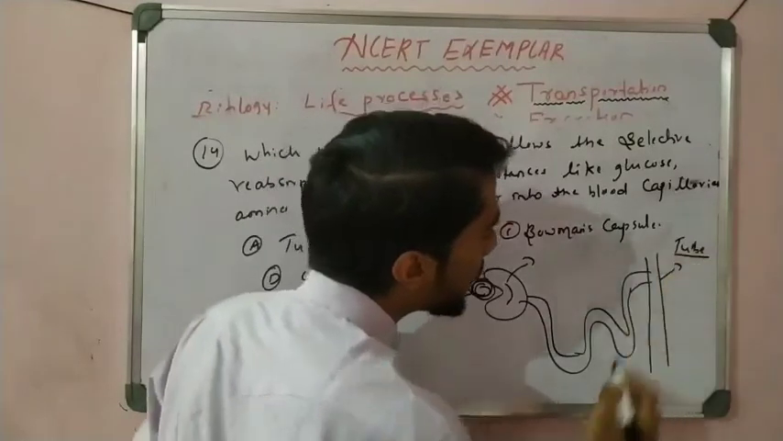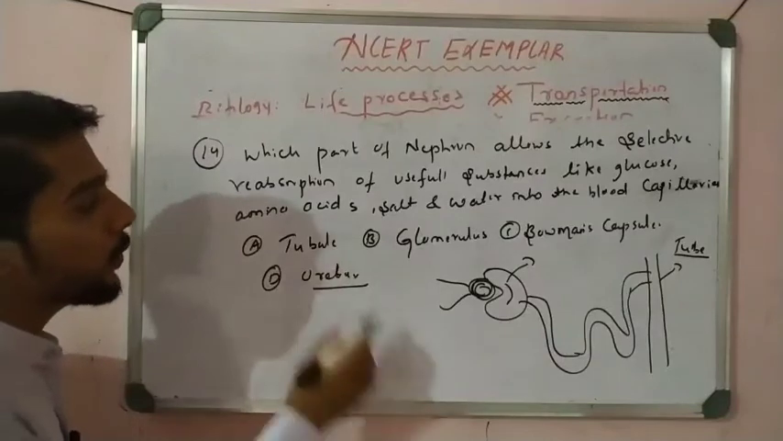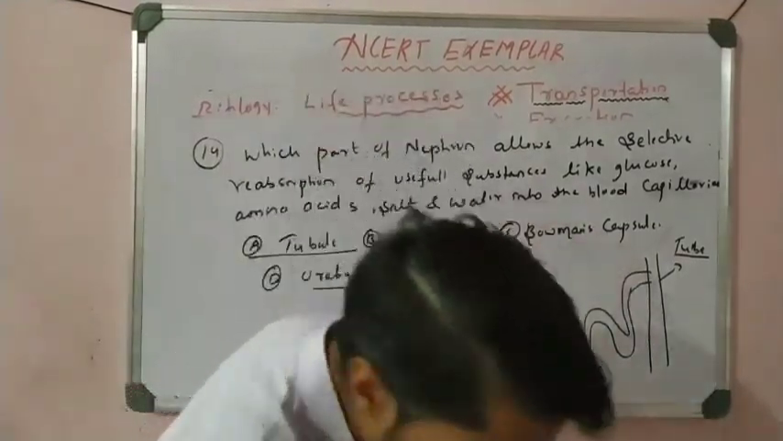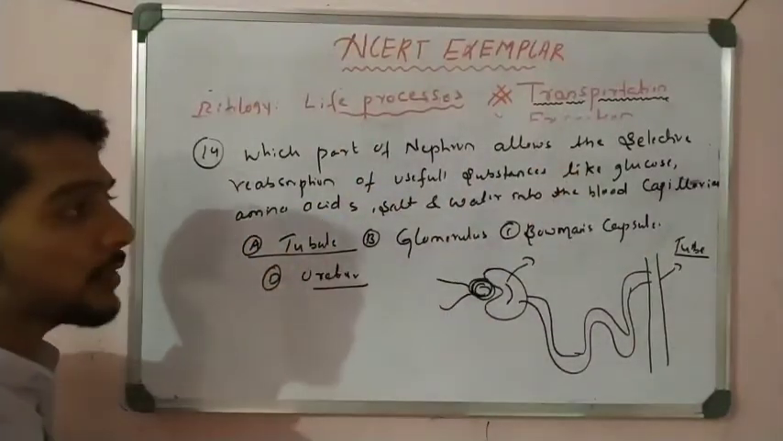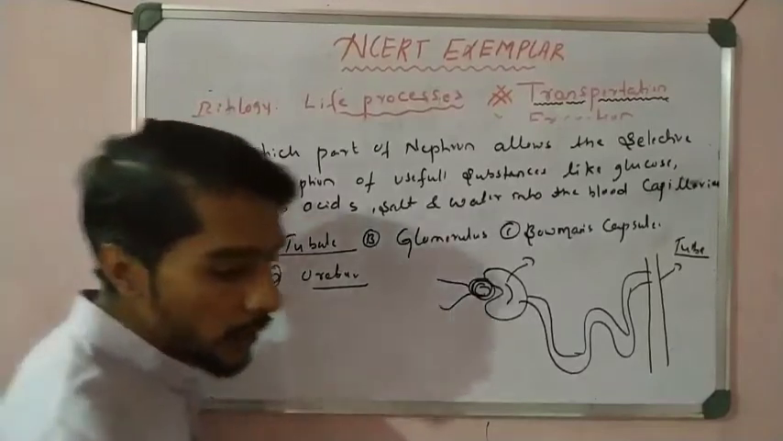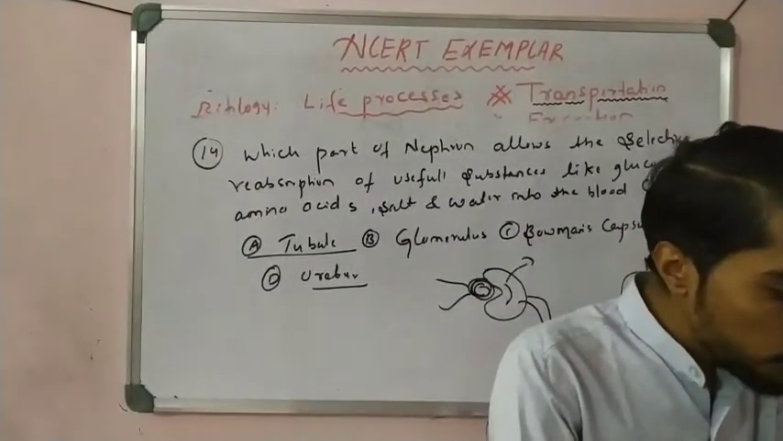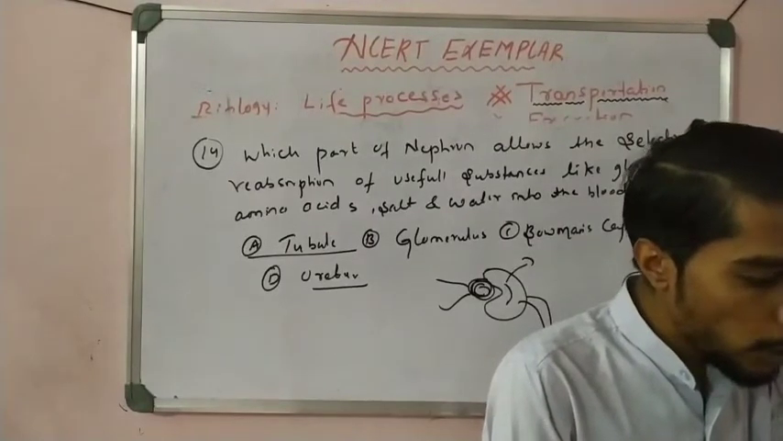These are called tubules, and these tubules help in the reabsorption of all these substances. So the answer was tubule is the correct answer here, right? So the tubule is the part where reabsorption of glucose, amino acids, salt and water takes place. So the answer is, students, tubule is the correct answer to be remembered, right? That is very important, have to be remembered.